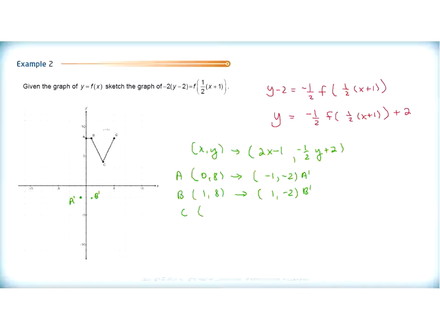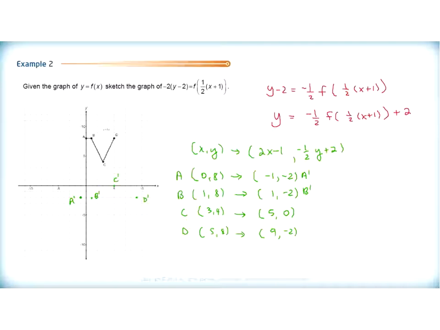The coordinates of C are 3 and 4. Let's plug that in. 3 times 2 is 6, subtract 1 is 5. Plug in 4 for y, that's going to give me negative 2 plus 2, which is 0. 5 and 0 will be the coordinates of C prime. And finally, the coordinates of D are 5 and 8. If I plug in 5, I'm going to get 9. If I plug in y is 8, I've already done that, of course, and I get negative 2. So 9 and negative 2.